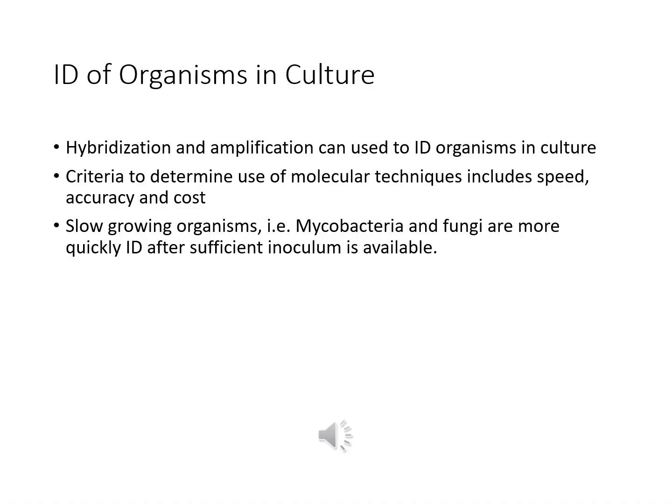Again, you can also take an organism that's grown in culture and then apply one of the nucleic acid-based methods. Hybridization and amplification, or RFLP, can be used to identify organisms in culture, using molecular techniques, which increases speed, accuracy, and cost. There are slow-growing organisms, so an example would be Mycobacterium. It can take 6 to 8 weeks. Fungi can take 2 to 3 weeks or longer. So it takes that long just to grow them, and then you have to have an ID system that sometimes is not available for another 24 to 48 hours.